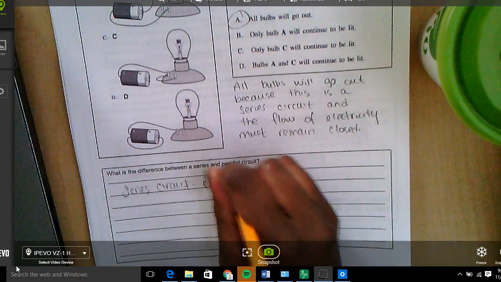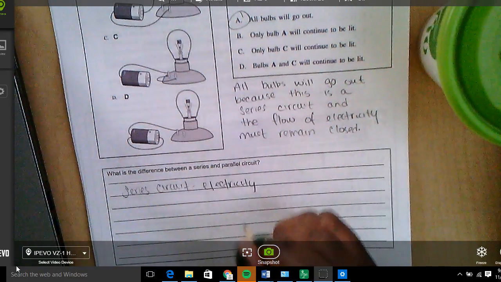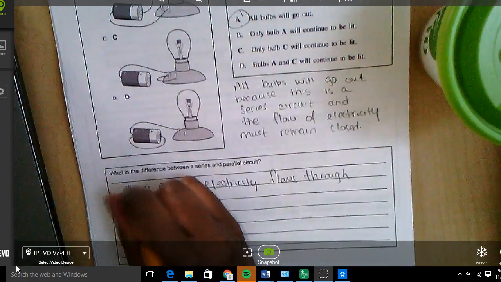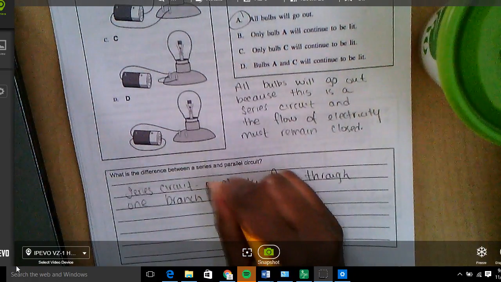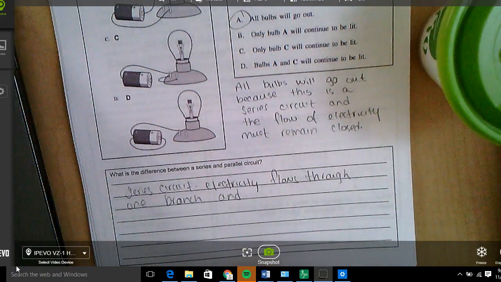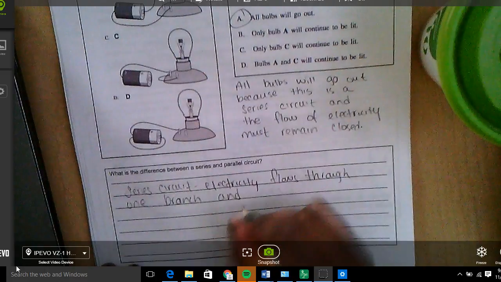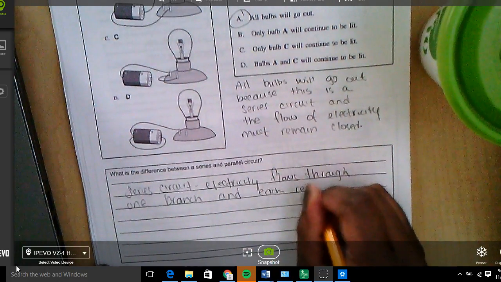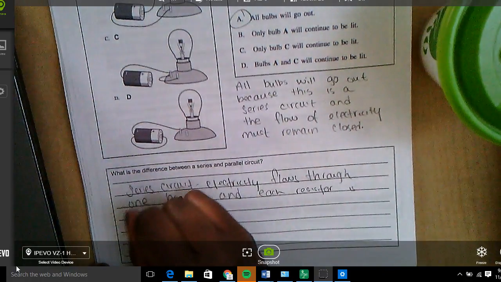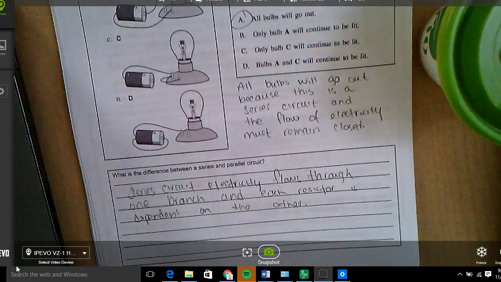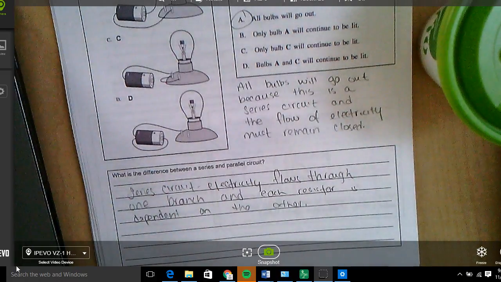In a series circuit, electricity flows across one branch and basically in a straight circle. Electricity flows through one branch, and each resistor is dependent upon the other. Remember, they're like twins, right? So if Jaylin and Malik are twins connected, then when I slap Jaylin, Malik will say, ah, okay? It's like they're connected. You see what I'm saying? But in a parallel circuit, each resistor acts independently because it's on a different branch.